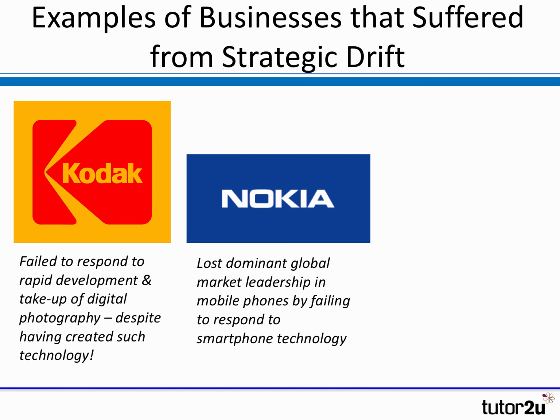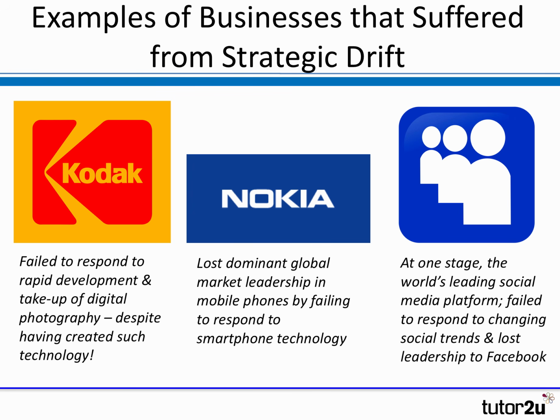Two more recent examples, of course, Nokia, which used to be the global market leader in mobile phones, in particular what was known as feature phones, i.e. not smartphones. It had 45-50% of the global market, but it failed to respond to the significant developments in smartphone technology, and as a result, lost its position.